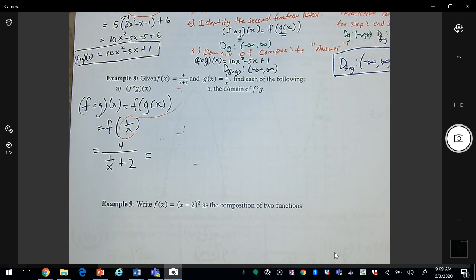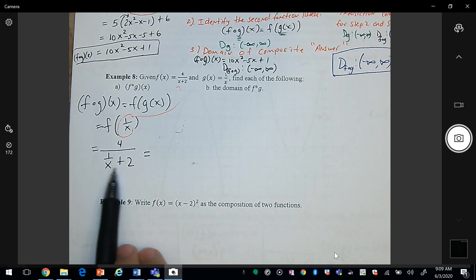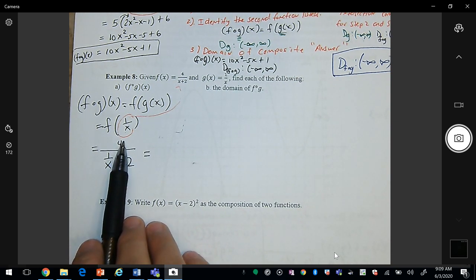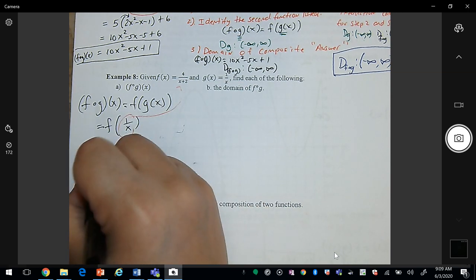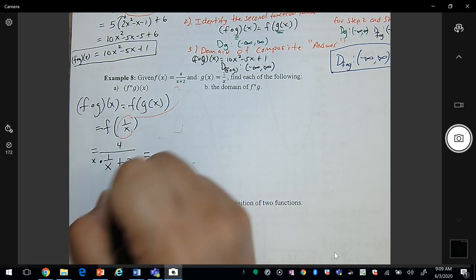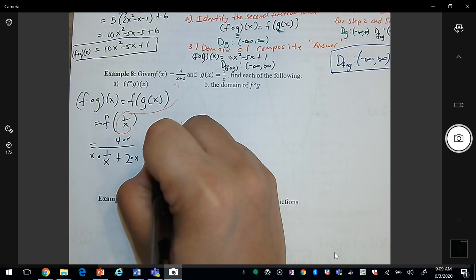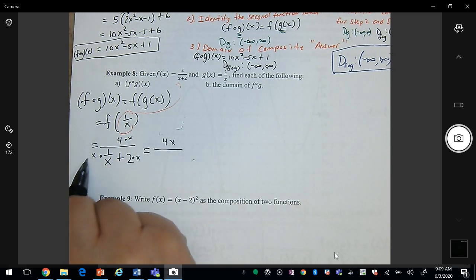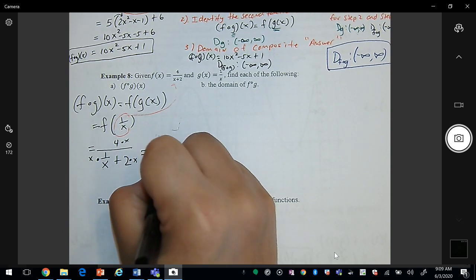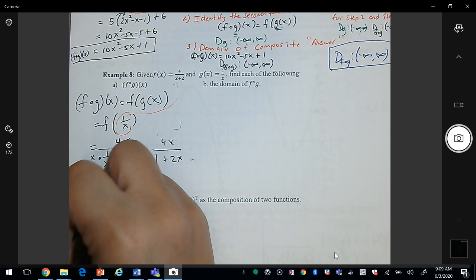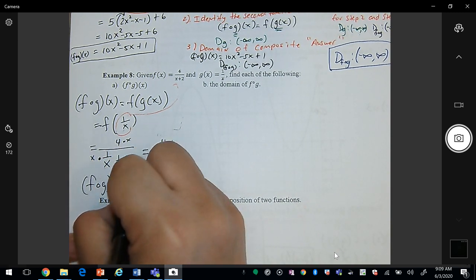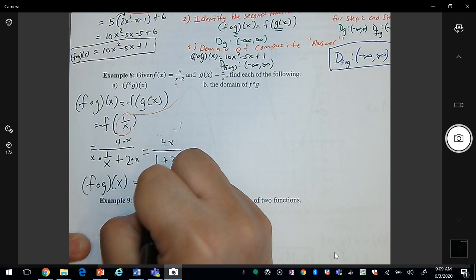We want to simplify. One way to simplify this is to add these two together. So you would have to find a common denominator and then divide 4 by that. Or we can multiply every single term by the denominator here. So I'm going to multiply this by x and this by x. So this becomes 4x divided by x times 1 over x is 1 plus 2x. So my composition is equal to 4x divided by 1 plus 2x.